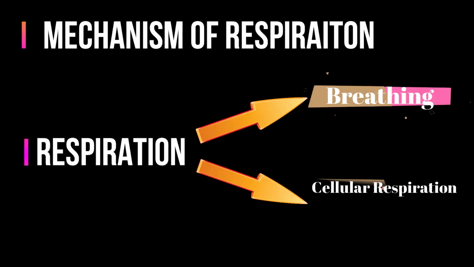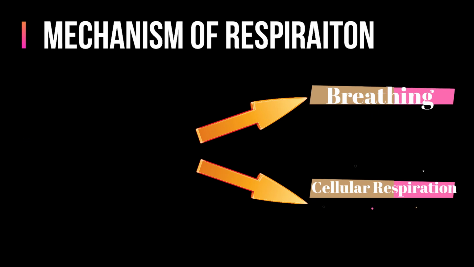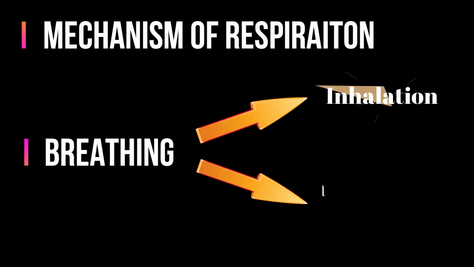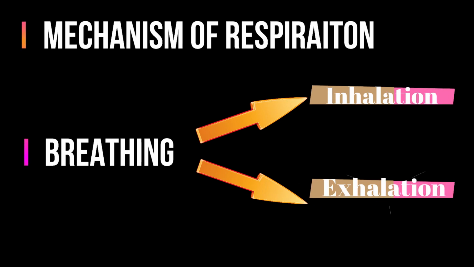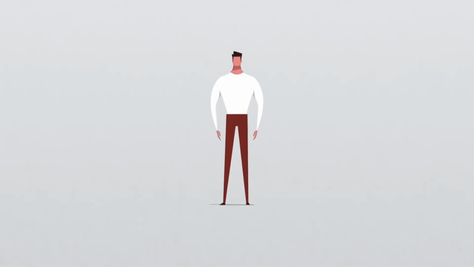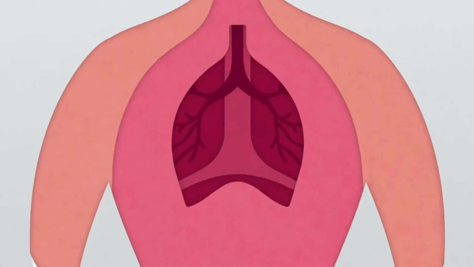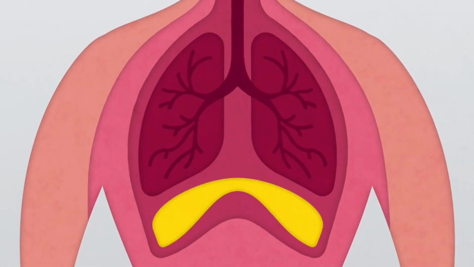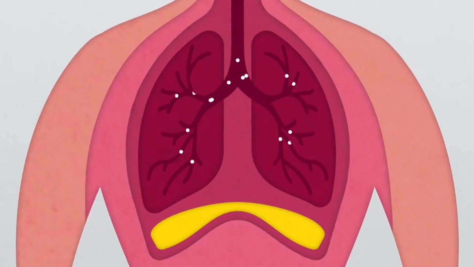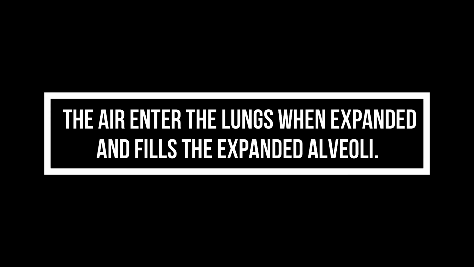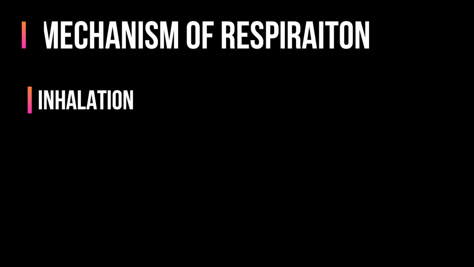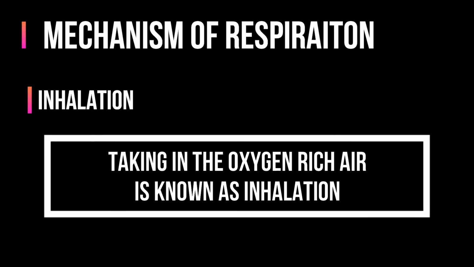Now the next topic is the mechanism of respiration. Respiration involves breathing and cellular respiration. Breathing has two steps, inhalation and exhalation, and it is controlled by diaphragm movement. When we breathe in, we lift our ribs and flatten our diaphragm, and the chest cavity becomes larger. As a result, air enters the lungs and fills the expanded alveoli. This is called inhalation. Inhalation means taking oxygen-rich air into the body.